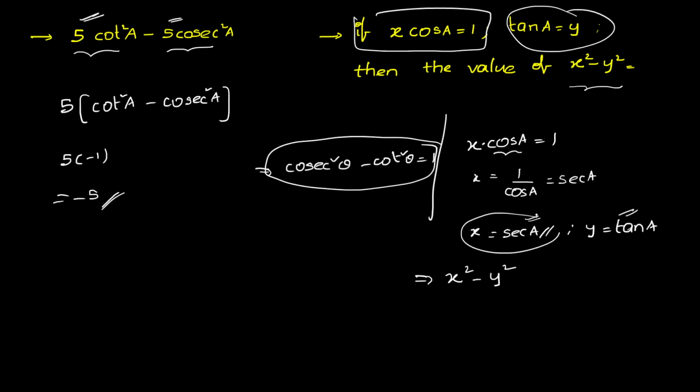x is secant a, so secant square a, minus y, which is tan a, tan square a. And it is in the form of the second identity, and secant square a minus tan square a value is always equal to 1.